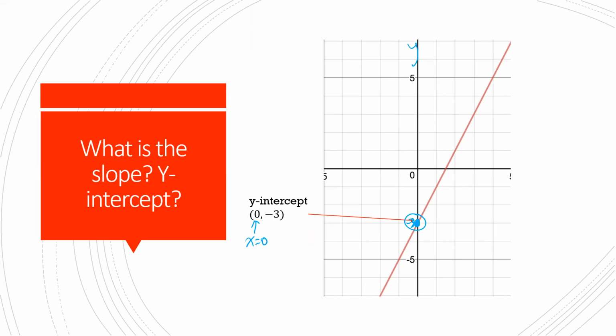We haven't discussed that yet, but you'll always notice that the y-intercept has an x-coordinate of 0. Sorry, the y-intercept has an x-coordinate of 0. Just want to make sure I said that right.